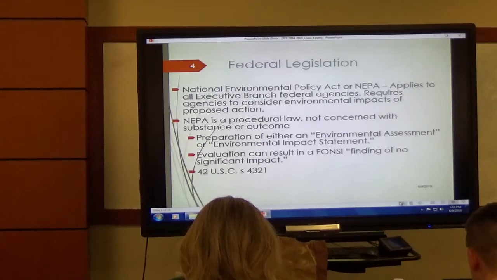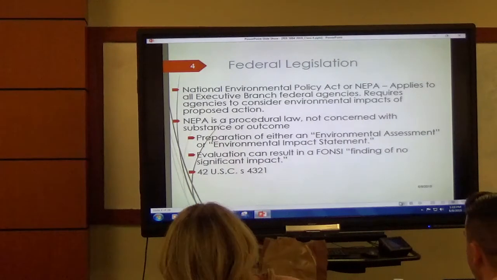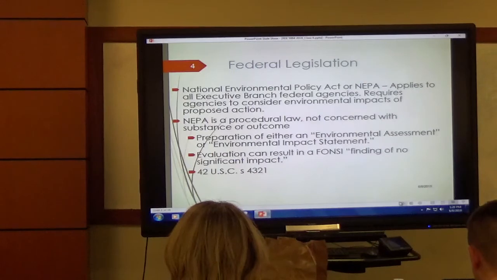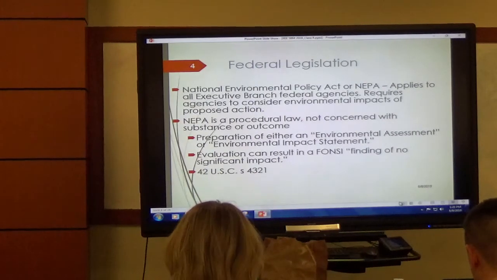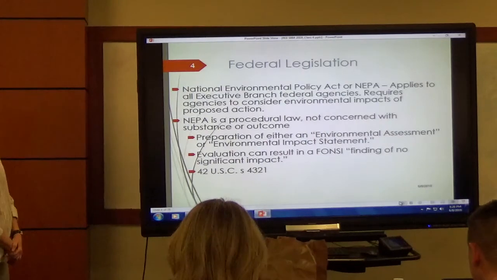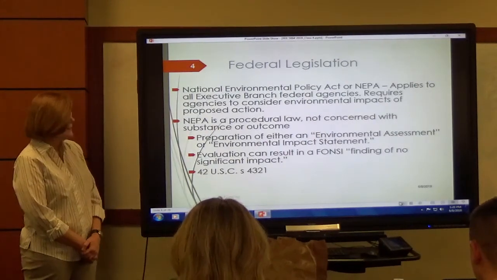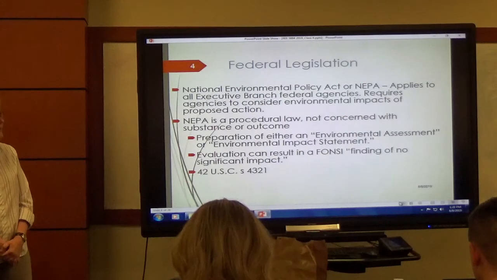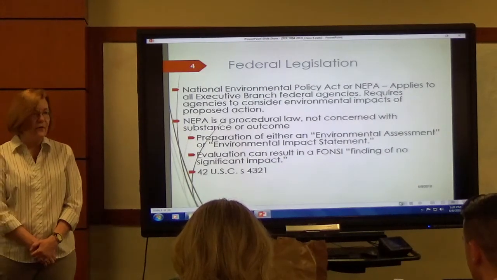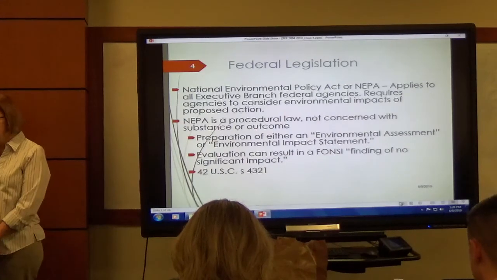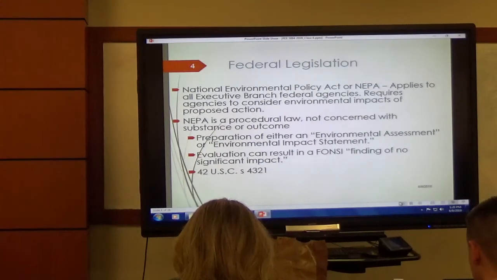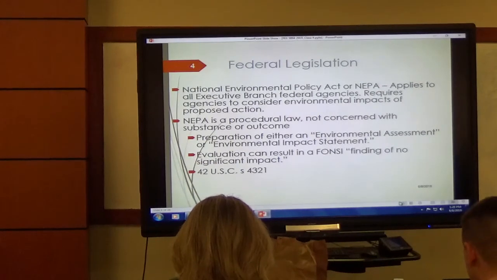NEPA is a procedural law. So what does that mean? If a project requires a study under NEPA because a federal agency is involved, what does NEPA do to your process? Delays, increased costs. Yes, because they study, it can cost hundreds of thousands of dollars in consultants' fees to do an environmental impact statement for a project.